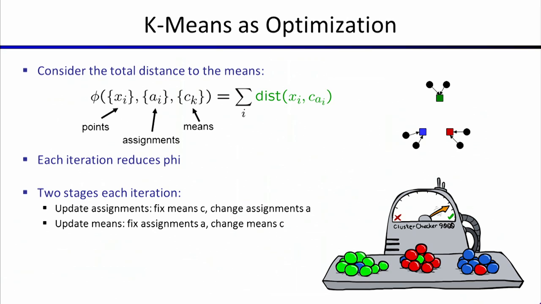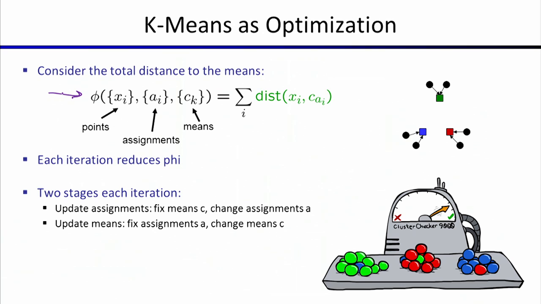So for example, let's define here by phi the total distance. Phi is a function of the points, which are fixed during this algorithm, right? They're indexed by i because there's a lot of them. A, which is the assignment, is also indexed by i because each point is assigned to one of the clusters. The assignments change every step. We also have the means, which look like data points. They're points in the space, but there aren't very many of them. There's one per cluster. They're indexed by k.